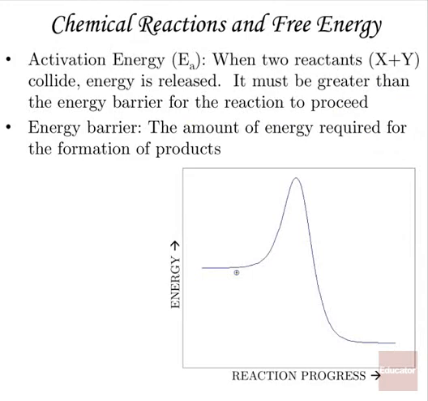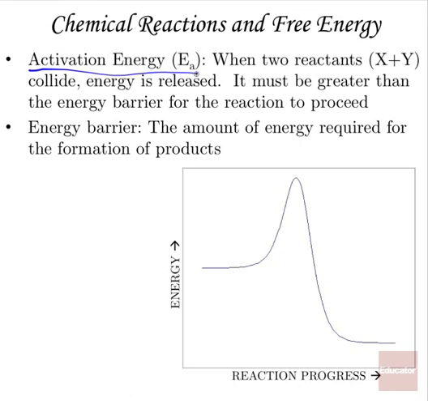So continuing on with our chemical reactions and free energy, I want to introduce the concept of activation energy, also shown as E sub A. Now, activation energy is the minimum energy that is needed to be input to cause a chemical reaction. Okay? So when two reactants, let's say X plus Y, collide, energy gets released. It has to be greater than the energy barrier for the reaction to proceed. And this energy barrier is that amount of energy required for the formation of the products.